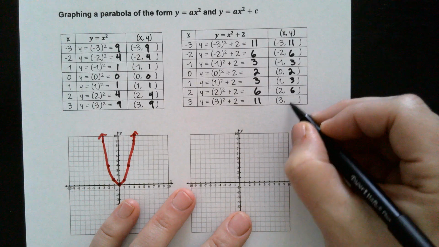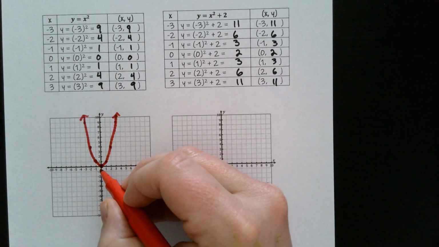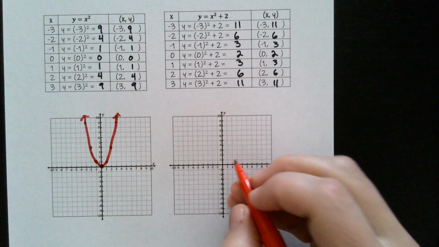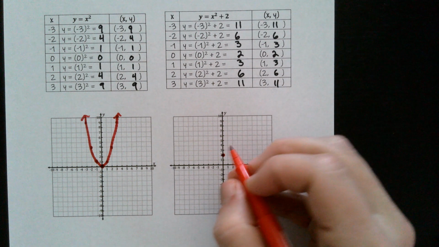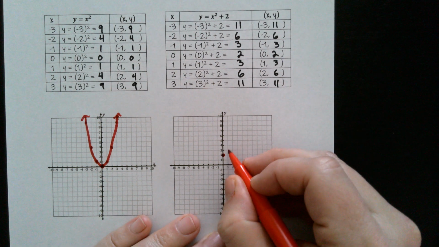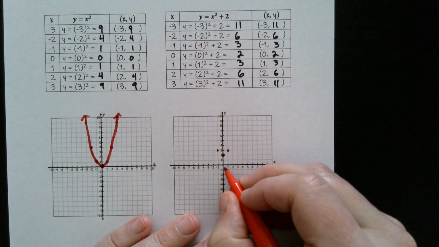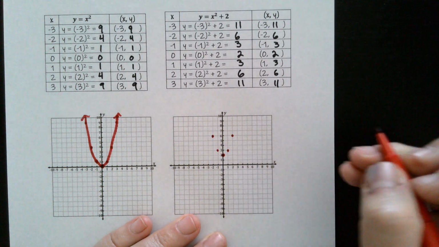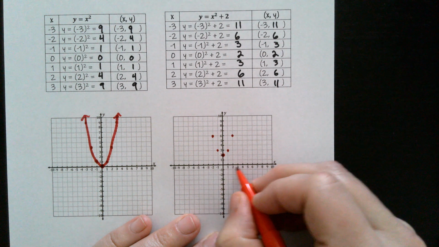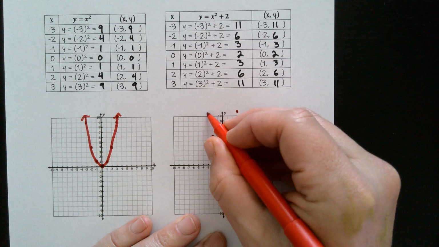So 3, 6, 11. Let's plot those points down here on the graph. We no longer are at the center, but we are at 0, 2. That's our middle point, so that will be the vertex. Now let's plot these other points. 1 and 3, -1 and 3. So there's those 2 points. 2 and 6, and then -2 and 6. Then 3, 11. That's a little bit off the graph, but that's all right. We'll just go one more up. There's 3, 11, and -3, 11.